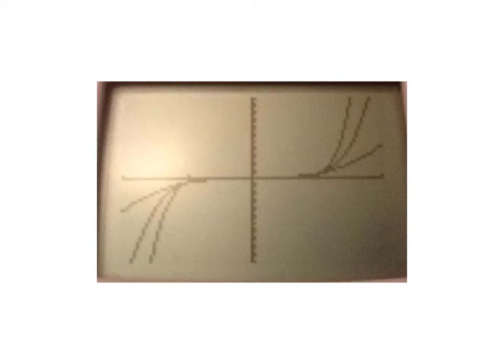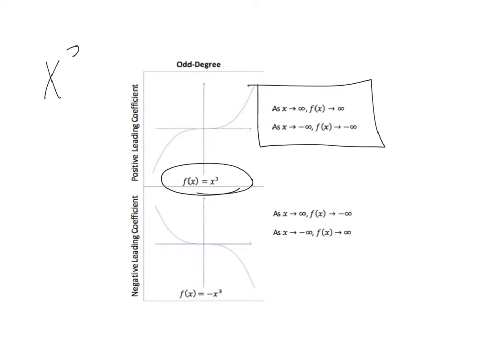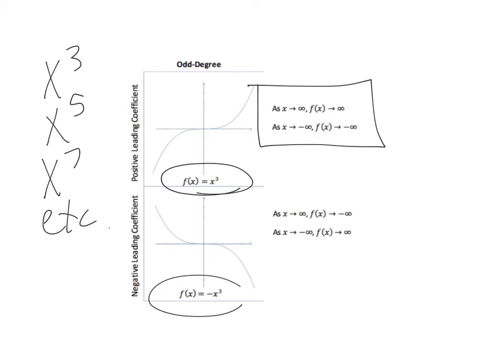And here I graphed them all on the same graph. So this first one was x to the third power, then we had x to the fifth power, and then x to the seventh power. And you see here, odd degree, that's our function, and that's our end behavior. So odd degree is third, fifth, seventh, etc. And down here we have negative leading coefficient and what our end behavior is.